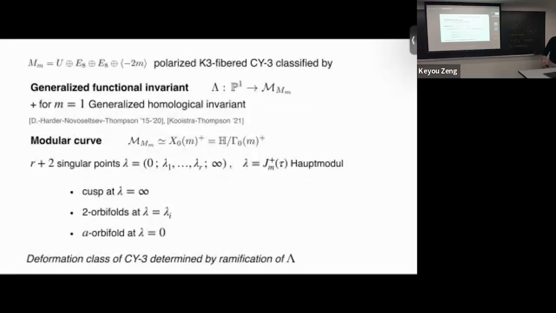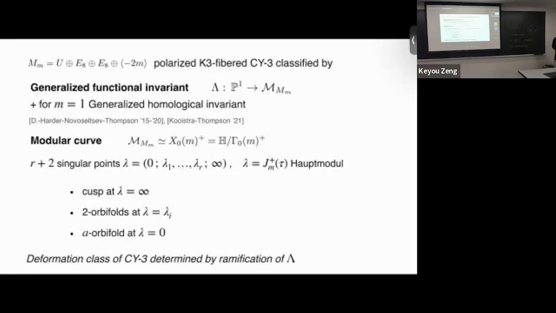What is key here is that we prove a result, which is that the deformation class, the complex structure deformation class of the Calabi-Yau threefold is entirely determined by the ramification profile of this map lambda, called the generalized functional invariant, from the base P1 of our fibration to this crazy moduli space. Okay, remember the moduli space, the modular curve of the rank 19 MM polarized K3 surfaces. So we think of this as the direct analog of the classical functional invariant of Kodaira.